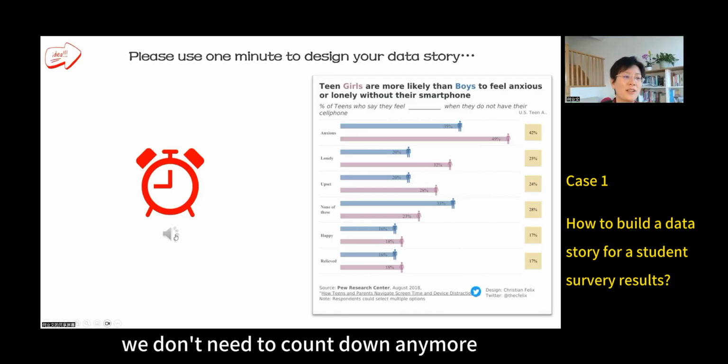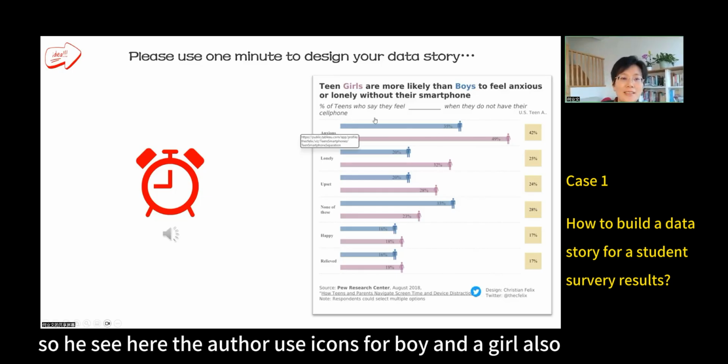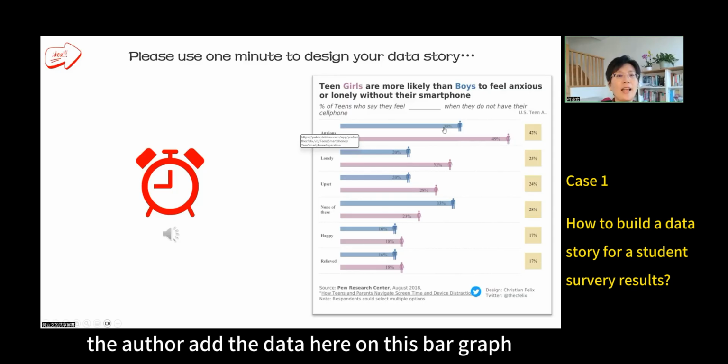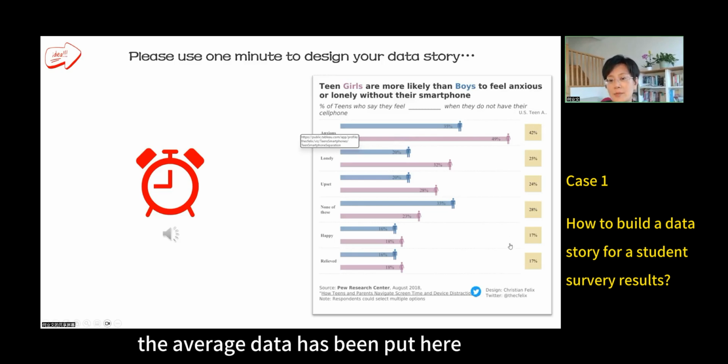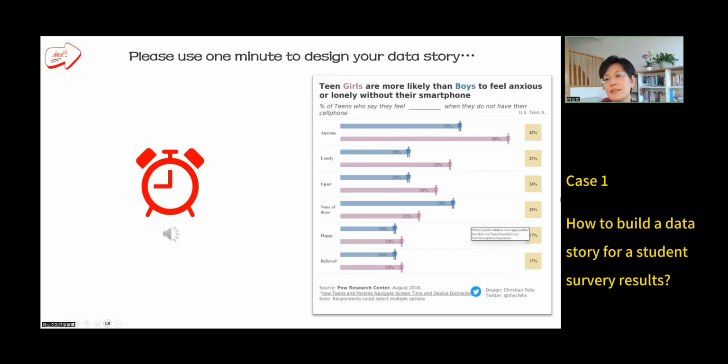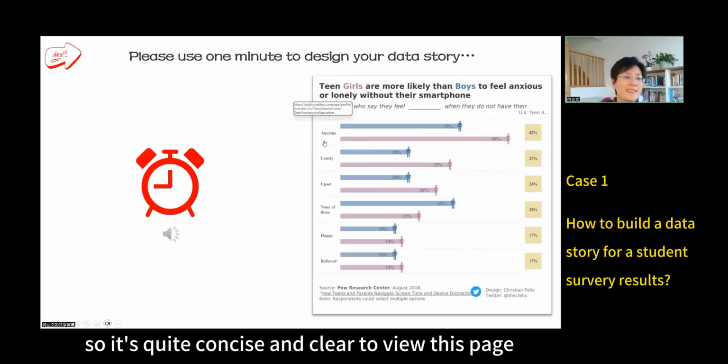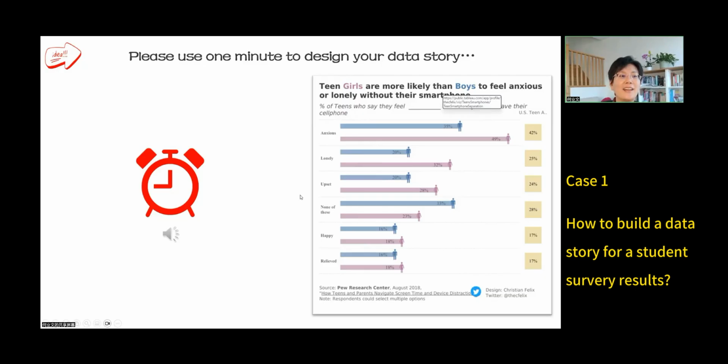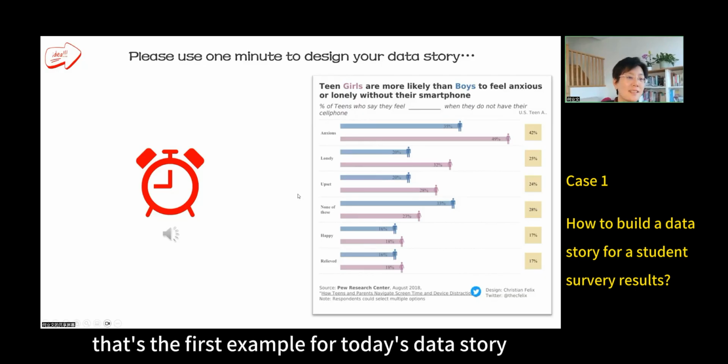Oh no, we don't need to count down anymore. So see here, the author used icons for boy and a girl. Also, the author add the data here on this bar graph. The average data has been put here, so it's quite concise and clear to view this page. That's the first example for today's data story.